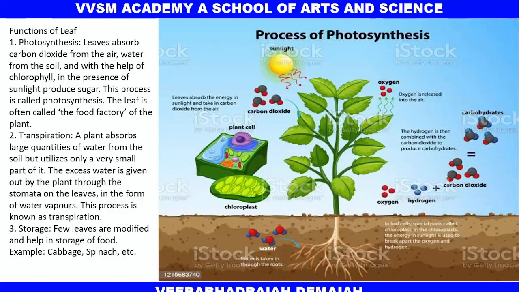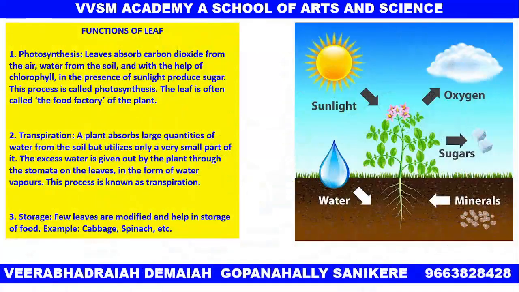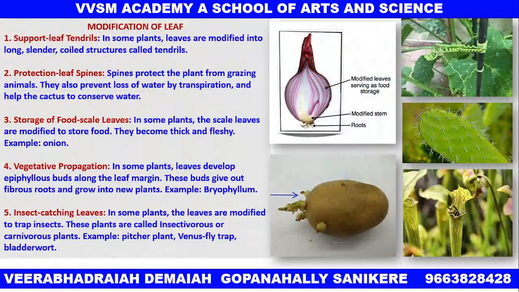Then coming to storage, a few leaves are modified and help in storage of food. Example, cabbage, spinach, etc. Well, functions of the leaf: photosynthesis, transpiration and storage. Sunlight, oxygen, sugars, water, minerals are the important factors participating in the function of the leaf. Modification of leaf: support, leaf tendrils; protection, leaf spines; storage of food, scale leaves; and vegetative propagation and insect catching leaves. Example, Venus flytrap and bladderwort.